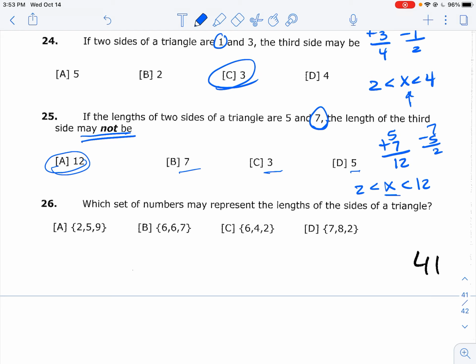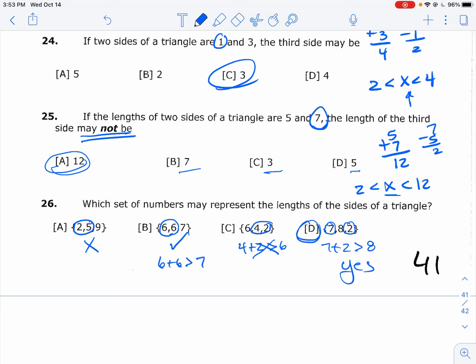Number 26, which set of numbers may represent the lengths of the sides of a triangle? Okay, so the sum of the two smaller has to be greater. That's not happening in A. The two smaller, okay, B would work because 6 and 6 is greater than 7. C would not work because 4 plus 2 is not greater than 6. And D, let's see, the shorter sides, 7 plus 2, is that greater than 8? Yes. So we have two correct answers.